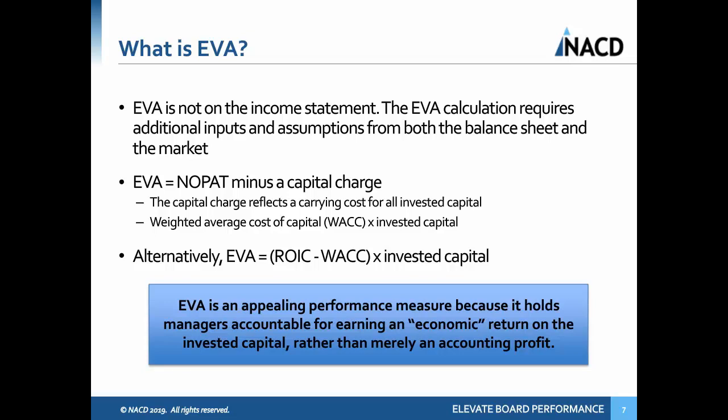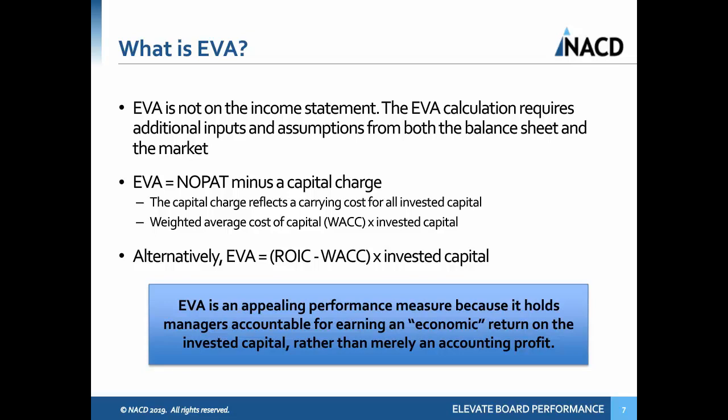You can see as well that we can get to the same EVA result by taking the difference between ROIC and the weighted average cost of capital, which is referred to as well as the economic spread, times the invested capital. I promise that's the only algebra for this presentation.